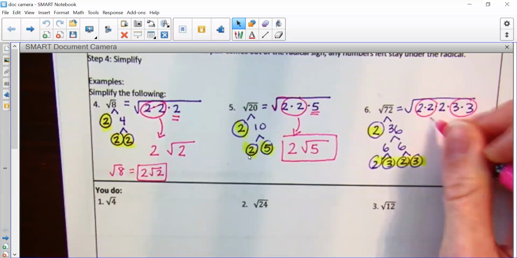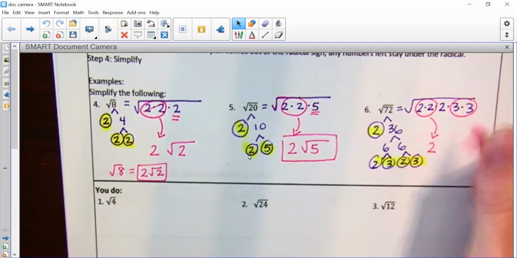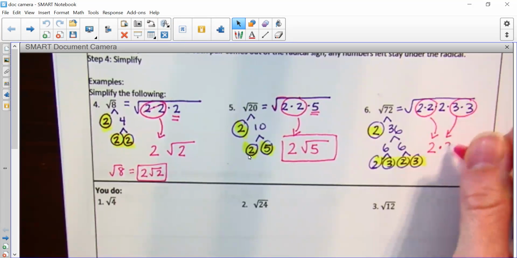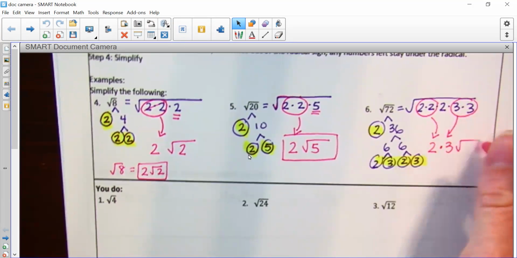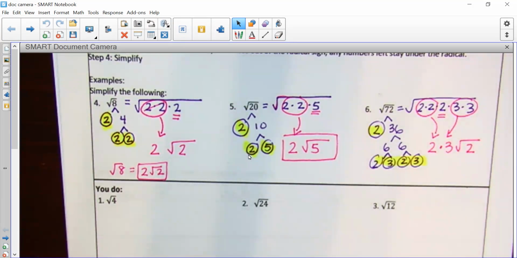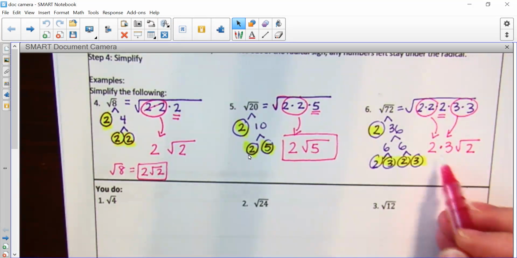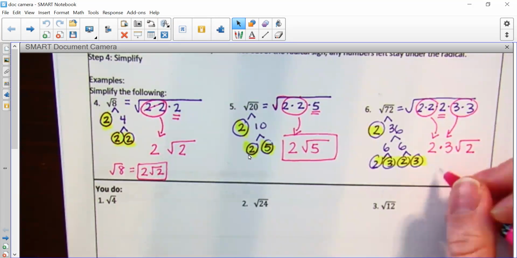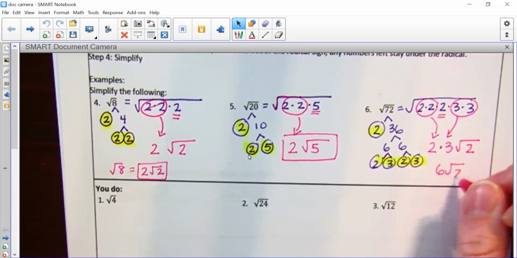I'm going to take out one representative for that pair. I'm going to take out one representative for this pair. And left underneath the radical is a 2 because it didn't have a pair. And then if you take out more than one number, you're just going to multiply those together. So that's 6 square root of 2.